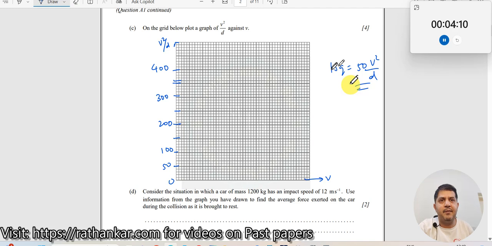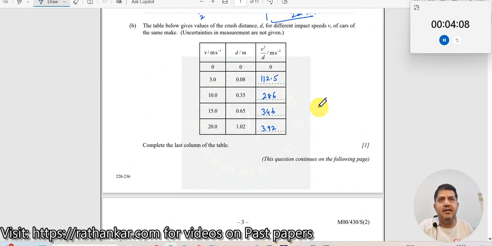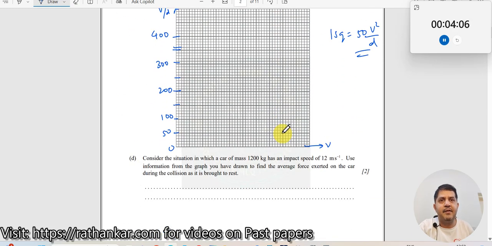And similarly, what do we have for v? The value of v varies from 0 to 20. So again, I'll choose 5 here: 2 squares, 5 units. 5 here, 10 here, then again 2 more squares, 15 here, then again 2 more squares, 20 here.